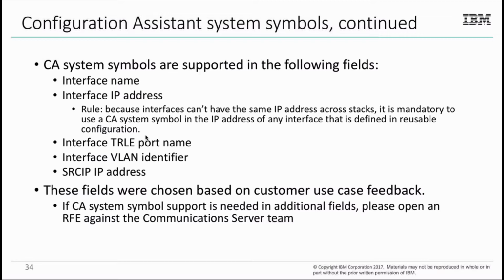So for example, in a static route, the outgoing interface name can have a symbol in it. We have gotten some feedback requesting the next hop for a static route also have symbol support, so that is on our to-do list. But if there are other fields where you feel that symbols are needed to manage your configuration, please let me know, because these symbols were based on customer feedback and we're always taking customer feedback.